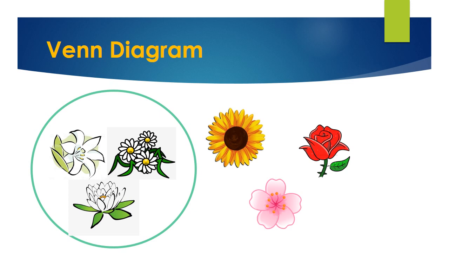For our Venn diagram, kids, see that I have grouped the flowers according to their colors. The flowers inside the Venn diagram are the white flowers, while outside the Venn diagram are the flowers that are not color white. Very good, such as the pink flower, the rose, and the sunflower.